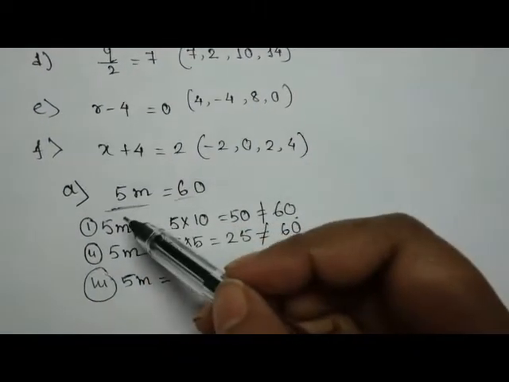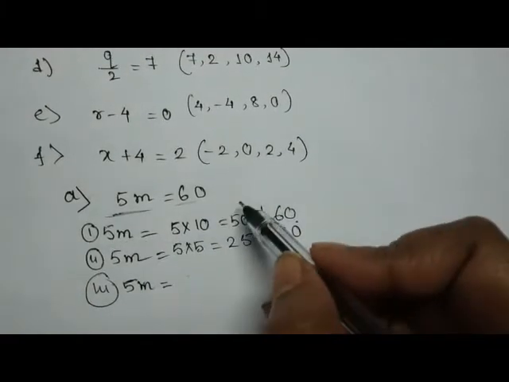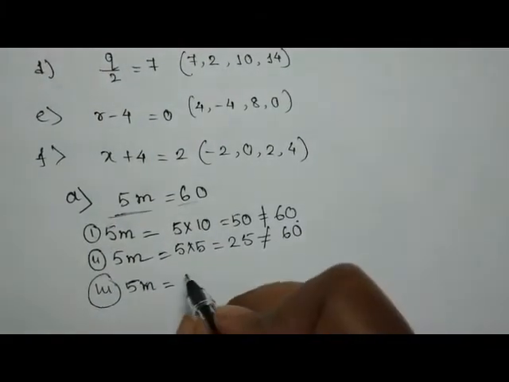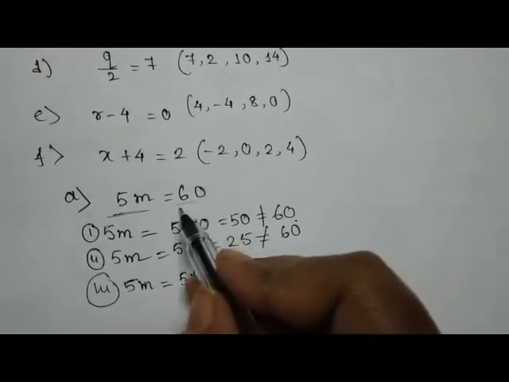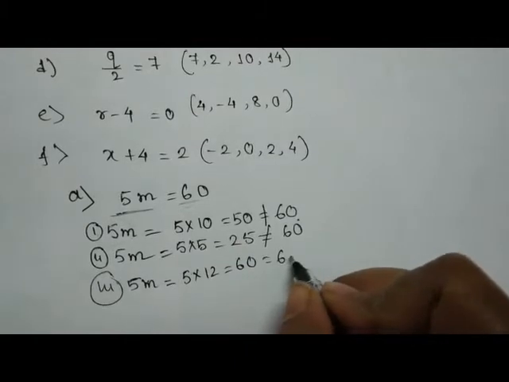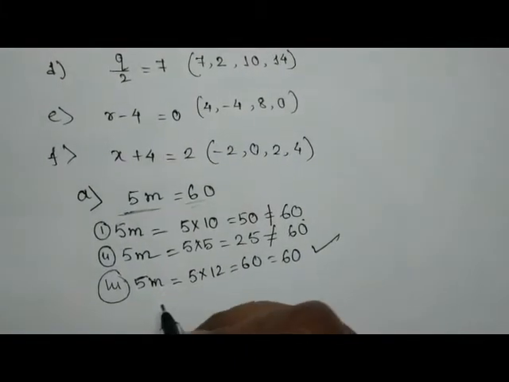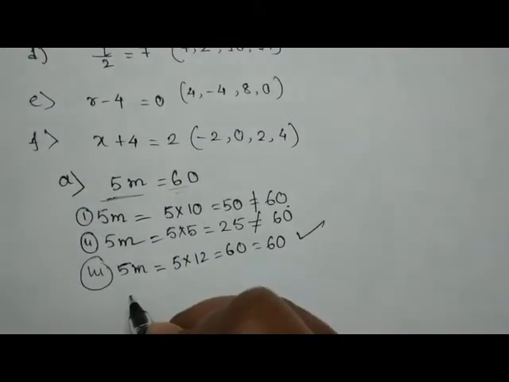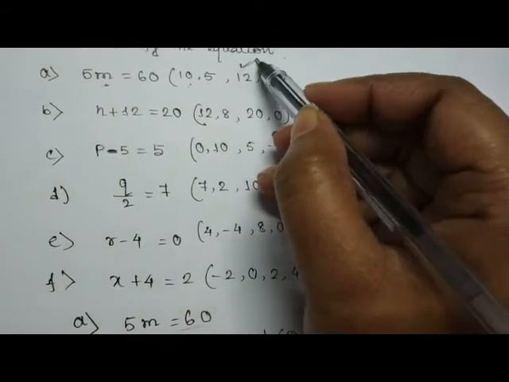So every time we are putting the value on the left hand side, and then we are matching with the right hand side. So here 5 into 12 is 60, which is equal to the right hand side. So we can say that this is the solution of the given equation. That means here m is equal to 12. M is equal to 12 is the solution of the given equation.